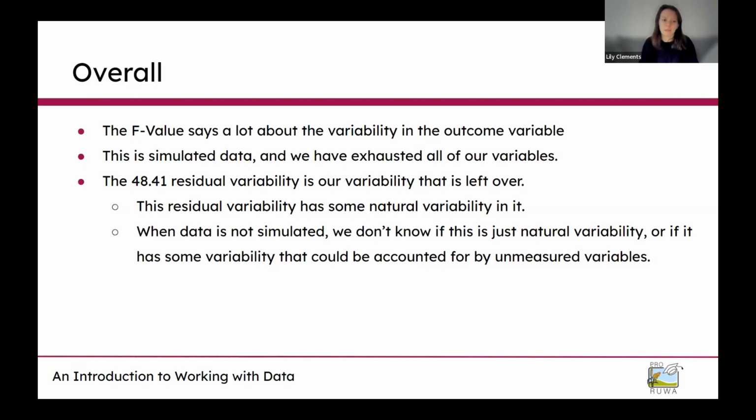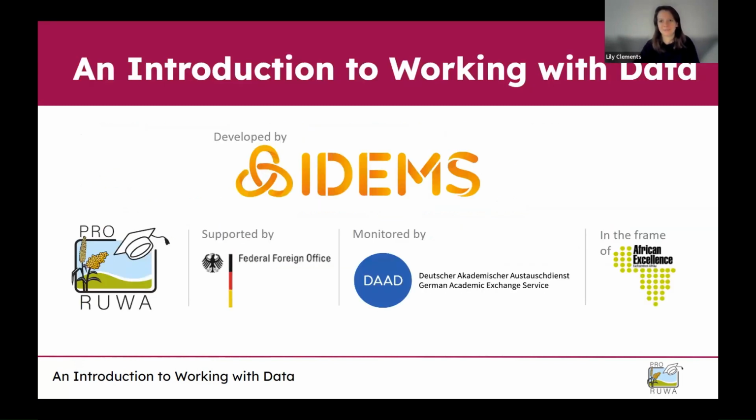So this 48.41 residual variability is our variability that's left over. It has some natural variability in it. And as I just said, when the data is not simulated, we don't know if this is just natural variability or if it has some variability that could be accounted for by unmeasured variables. Thank you very much.